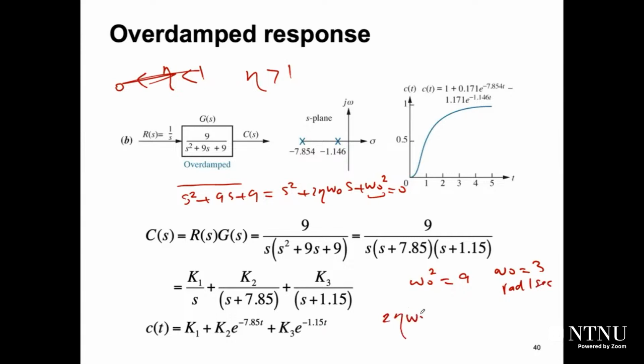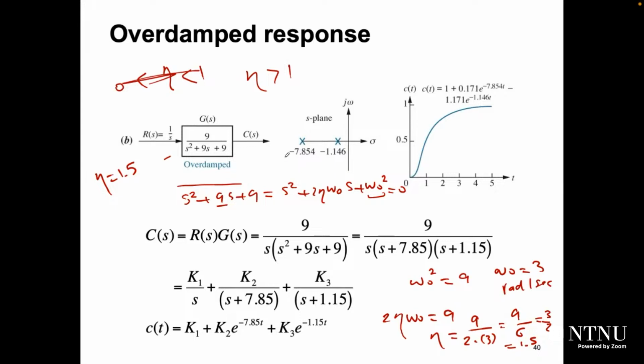2 zeta omega 0 equals 9, the coefficient of s. So zeta will be 9 divided by 2 times omega 0, which is 3. So it is 9 divided by 6, which is 3 divided by 2, so it will be 1.5. For this system, zeta equals 1.5, so it's greater than 1 and the system here is overdamped.